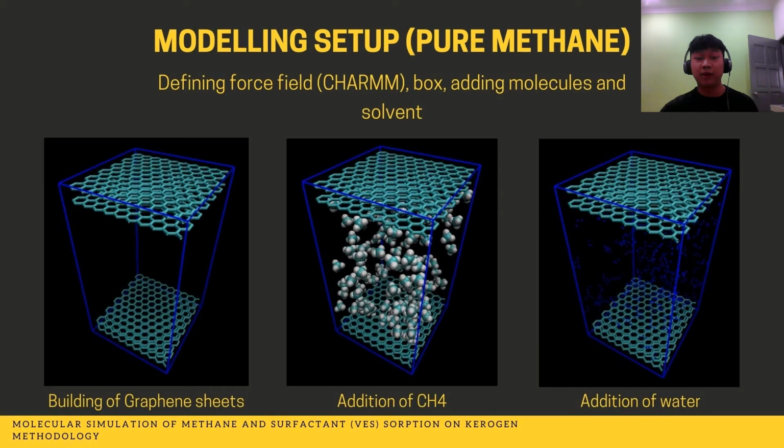Here is the modeling setup for the pure methane system, where we first built a simulation box with slabs at the top and bottom. As you can see, each slab actually has 2 layers of graphene sheets. This is important to know whether our methane is actually diffused or adsorbed. If it is diffused, then it will be in between the 2 layers. If it is adsorbed, then it will be outside but close to the slabs. If it is free gas, then it will be in between the 2 slabs, as shown in the middle image. Here we introduce methane and water to the system.